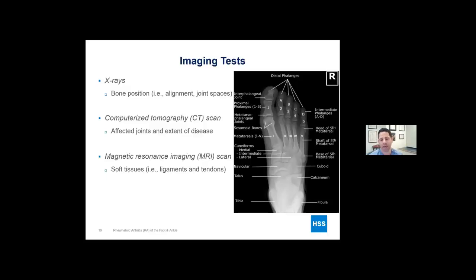Computerized tomography scan, which is also known as a CT scan. When the deformity is severe, the shape of the foot can be abnormal enough to make it difficult to determine which joints have been affected and the extent of the disease. CT scans allow your doctor to more closely examine each joint for the presence of arthritis. It really gives you a three-dimensional picture of the bones. It doesn't really show you soft tissue very well.